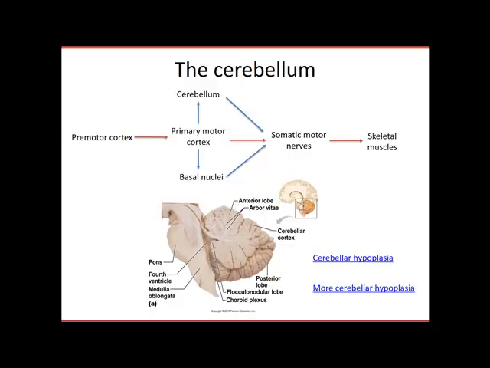And all three structures, cerebellum, primary motor cortex, basal nuclei, will communicate with your somatic motor nerves, and your somatic motor nerves will communicate with your skeletal muscles.